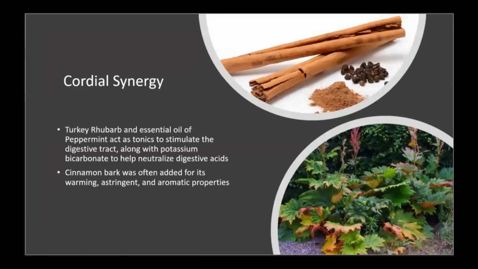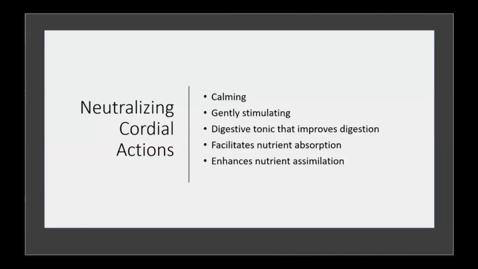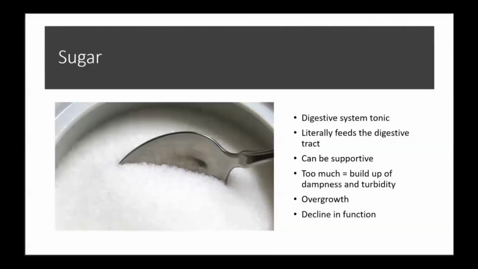So here's the cordial synergy. Turkey rhubarb and essential oil of peppermint act as tonics. Potassium bicarbonate, that's the neutralizing part to neutralize the acid. Cinnamon bark for the warming astringent properties. It's calming, stimulating, improves digestion, facilitates nutrient absorption, and enhances nutrient assimilation. And then just sugar, basically, that sweet flavor is the biggest tonic to the spleen system.